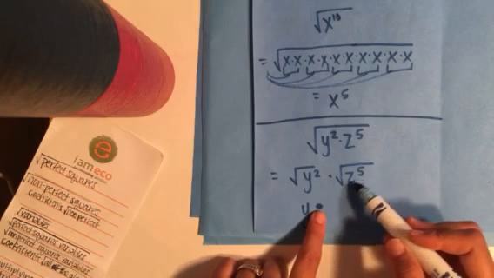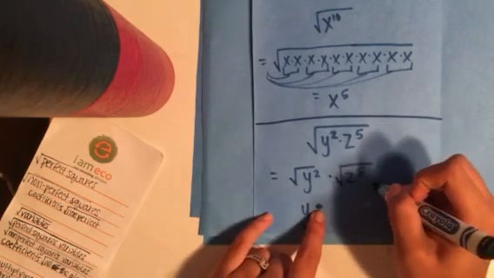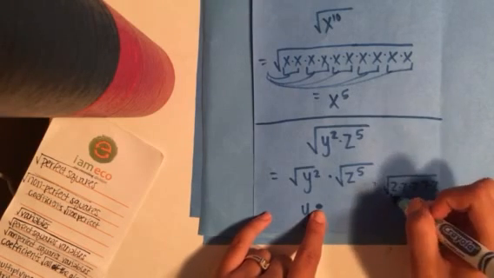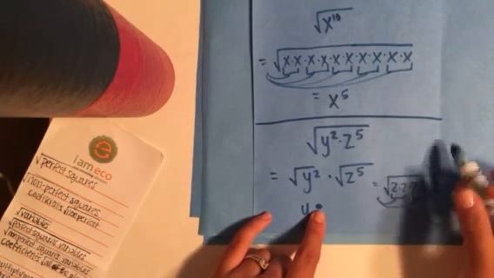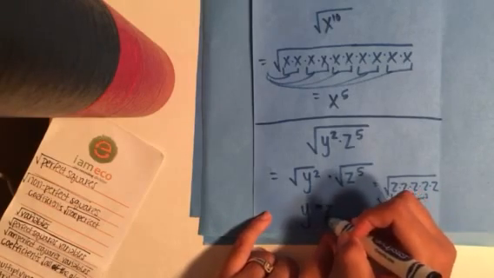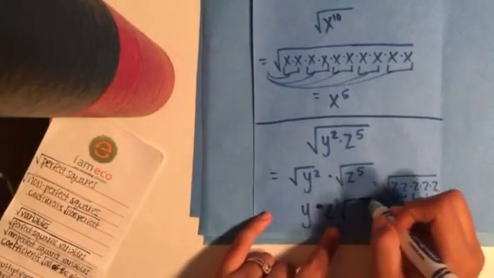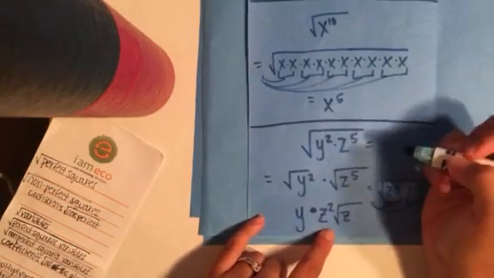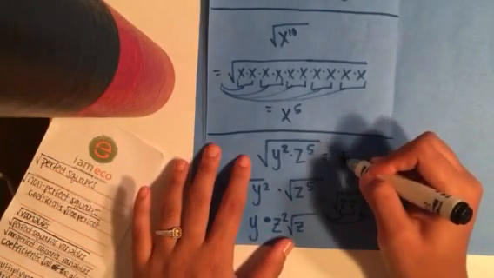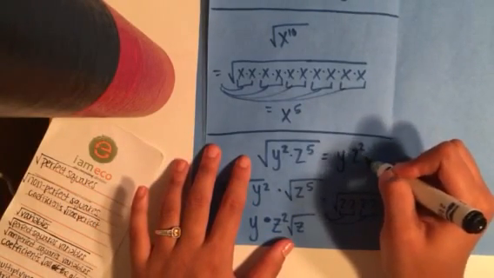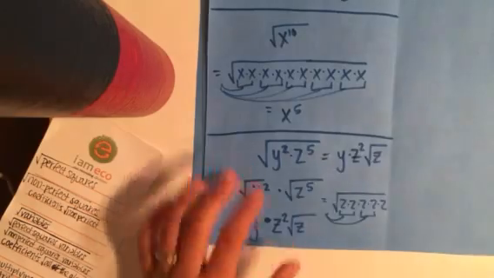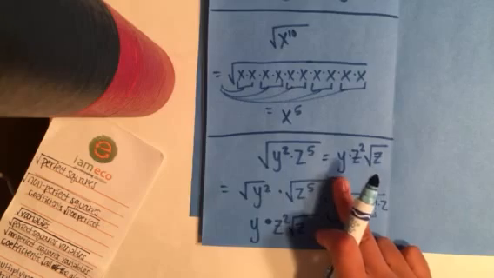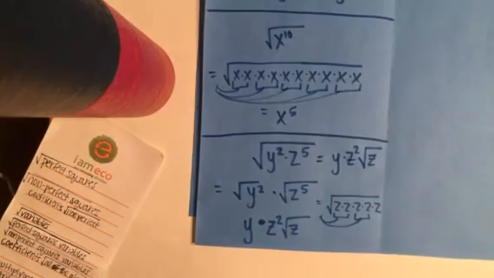Now we see 5 z's underneath this radical. If I was going to draw this out a little bit more, it'd be z times z times z times z times z. We can pull out 2 pairs of z's and leave 1 z underneath the radical. So that would be z squared times root z. And so our answer, if we wanted to write it more condensedly, would be y times z squared with 1 z left under the radical. And what's going on is multiplication. It's multiplying y times z squared times root z.